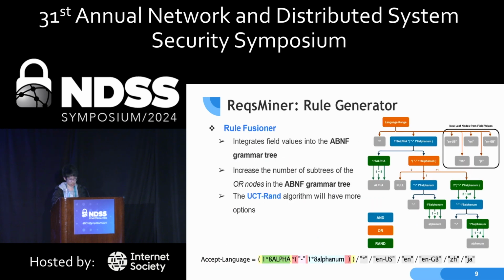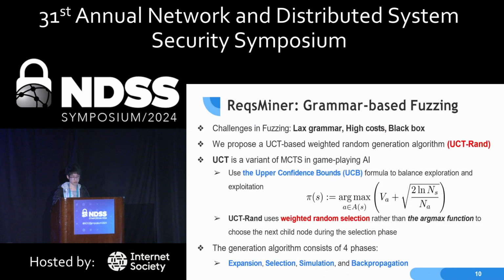And the next one is rule fusion. It is used to merge field variables into the grammar tree. We do this to increase the number of subtrees of all nodes so that there will be more options to choose from in the UCT rand algorithm later. After completing the pre-work, we can start our testing now.